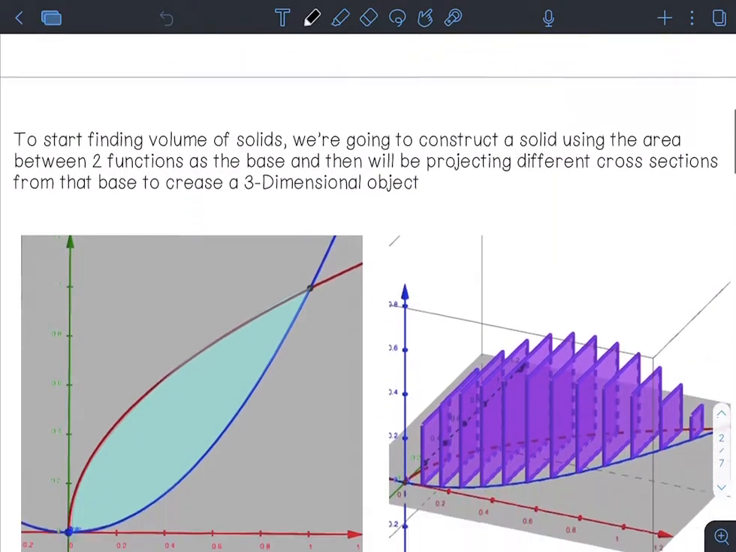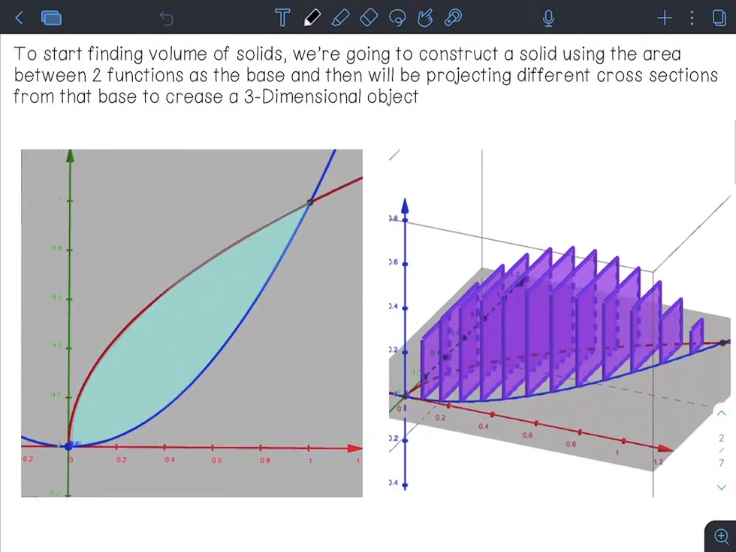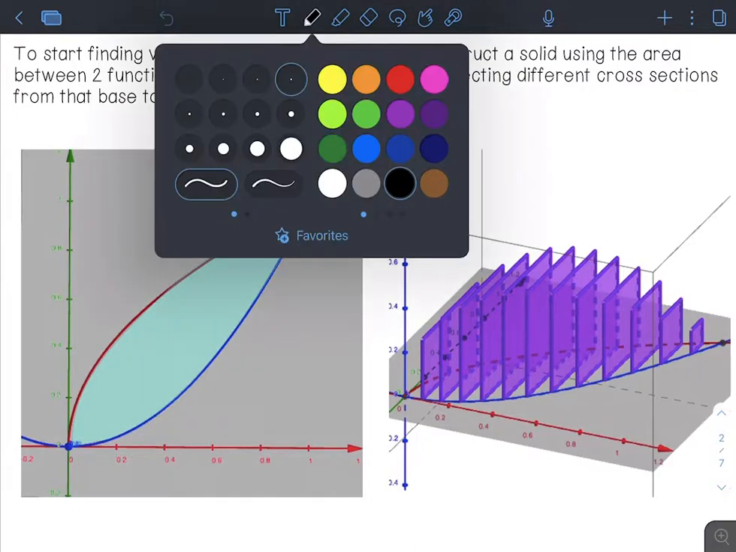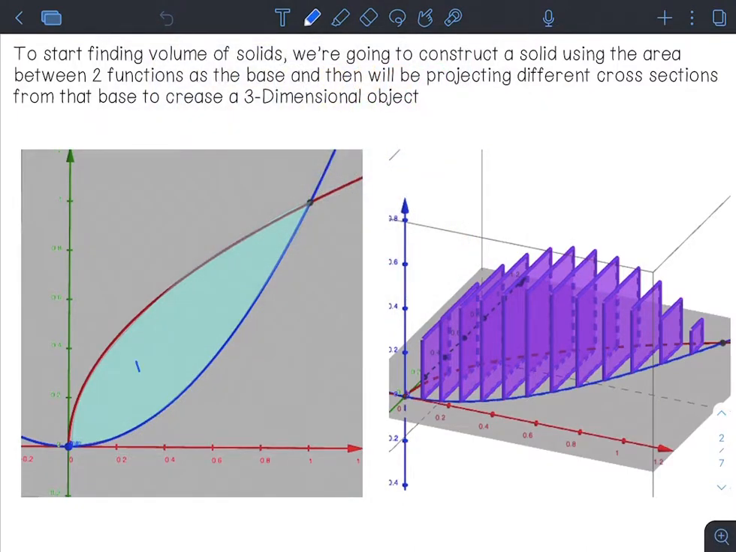So to start finding volume of solids using calculus, we're going to be doing that by constructing a solid using the area between two functions as the base. So in the picture on the left, you can see that I've kind of shown you that this is going to be the area, this is going to be the base of our solid. And that's just the area between two curves, so something that you've been using calculus to find.